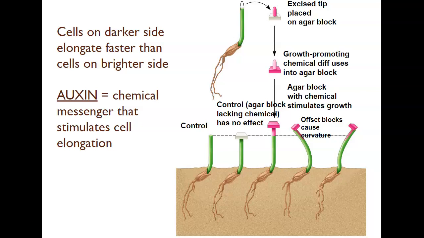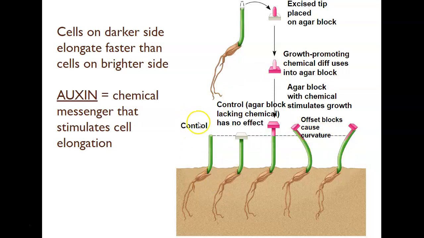The specific chemical that was found to stimulate this elongation was called auxin. And as I mentioned, the cells on the darker side have a tendency to elongate faster than the ones on the brighter side. Auxin is the chemical that is released and causes the elongation in those darker cells. The graphic isn't super great here, but the idea is that you took the tip off and placed it on an agar block. The growth-promoting chemical, in this case auxin, went into the little agar block, and they wanted to see if that chemical could make its way and cause the plants to change.